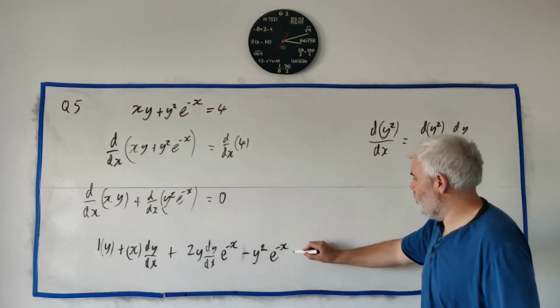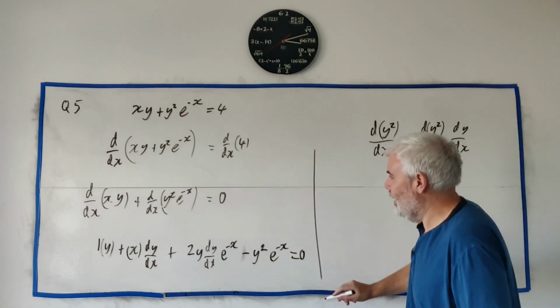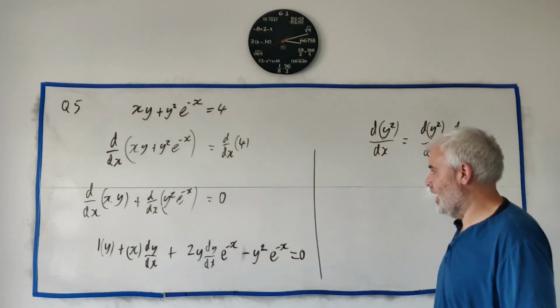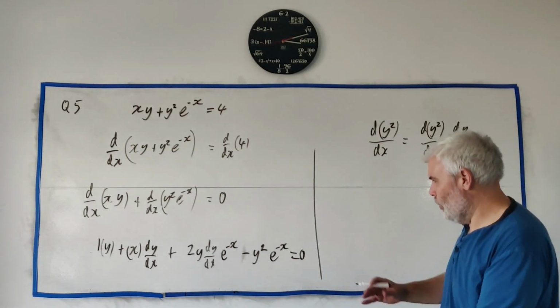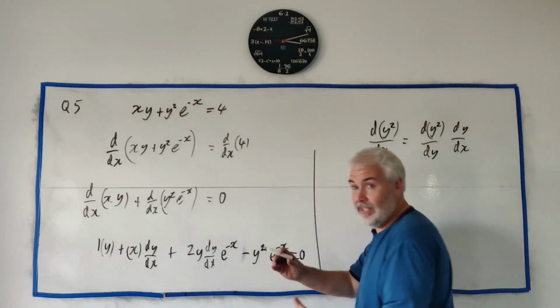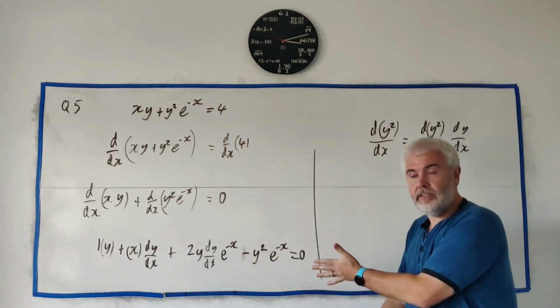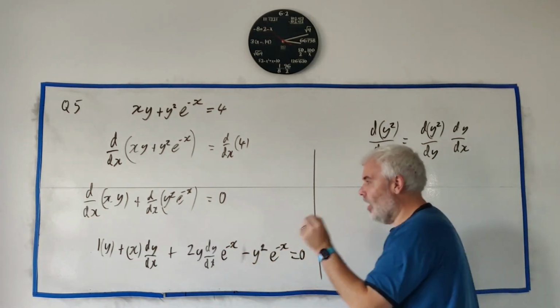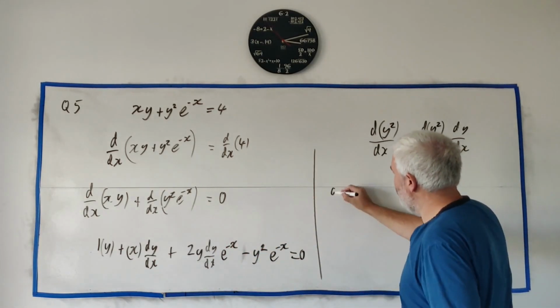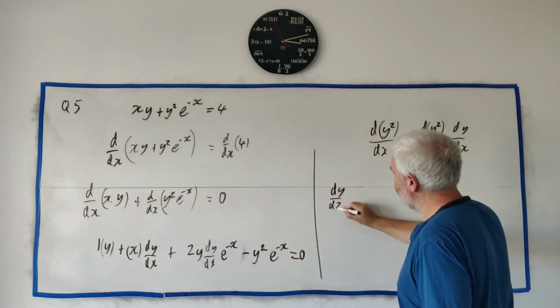Okay, let's clean this up. Oh, sorry, this is all still equal to 0. Let's clean this up as best we can. Actually, there's not much to clean up, so let's already skip to the next step. We want dy/dx, and there it is. So let's just get it on its own. Let's isolate it.